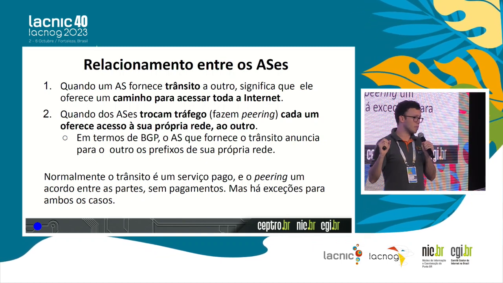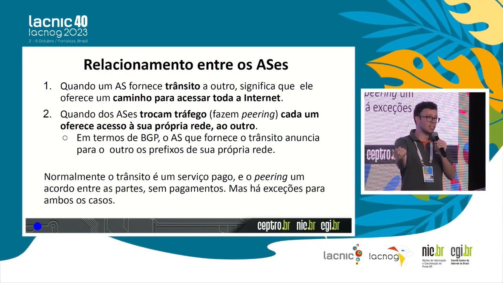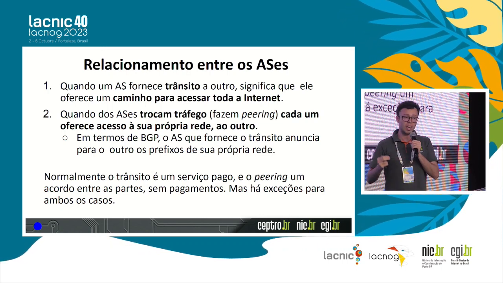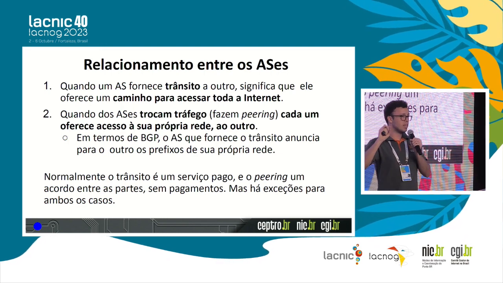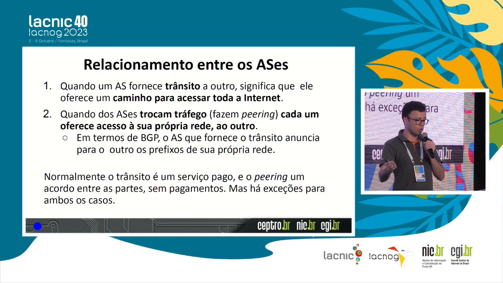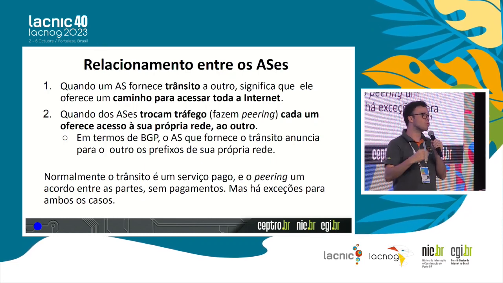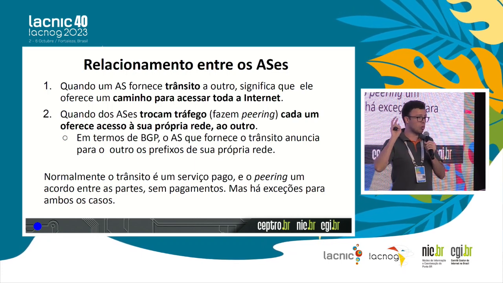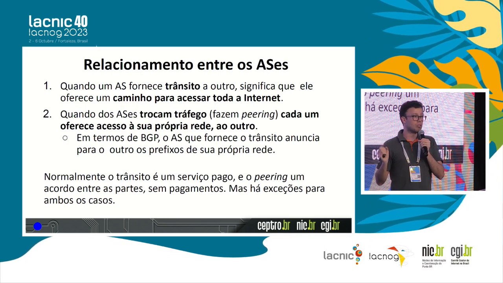So let's start. The first thing that we have to recall is that the internet is composed of diverse networks that are connected. The technical term with which we call these are ASs, or autonomous systems. The ASs need to relate to one another. They need to connect with other autonomous systems. And so we can speak about two main types of relationship that we'll be describing now.